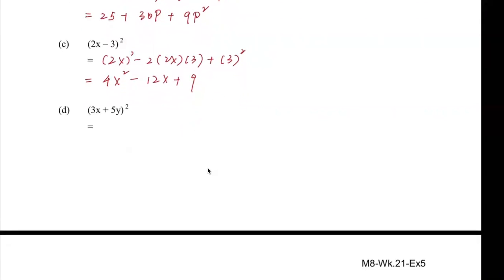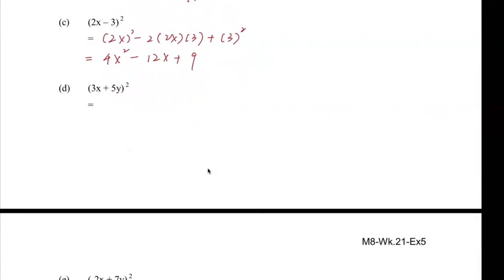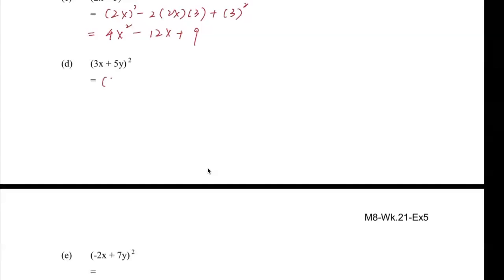(3x + 5y)². So here we see 3x as A, 5y as B. Okay. So the answer should be (3x)² + 2 times 3x times 5y + (5y)². So the answer should be 9x² + 2 times 3x, that's 6x, 6x times 5y, that's 30xy.